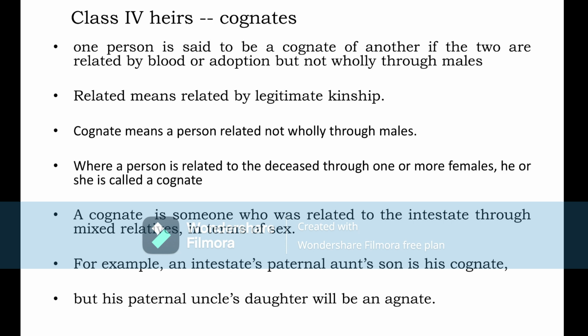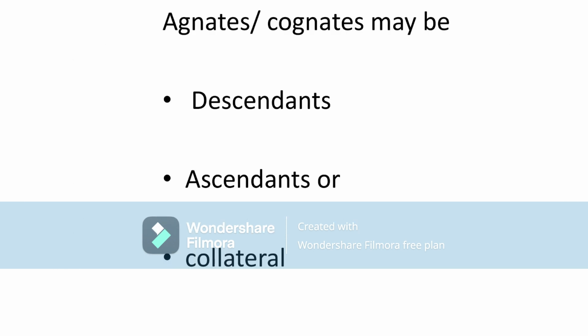Here I give an example. An intestate's paternal aunt's son is a cognate. Paternal aunt, a female intervenes, so it is a cognate. But his paternal uncle's daughter is an agnate because the paternal uncle is a male. But at the end, the cognate or agnate may be male or female. Agnates and cognates may be descendants, ascendants, or collaterals.